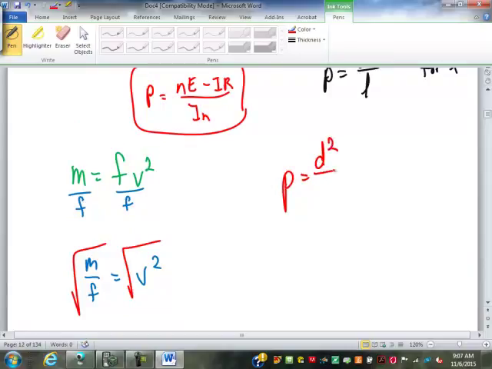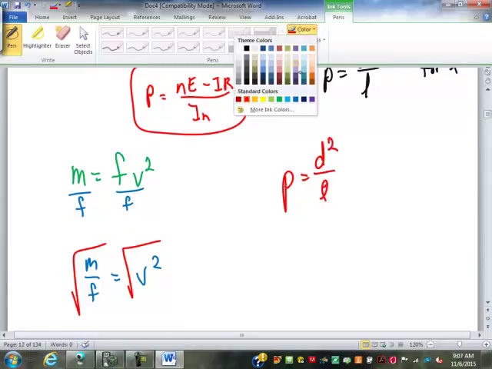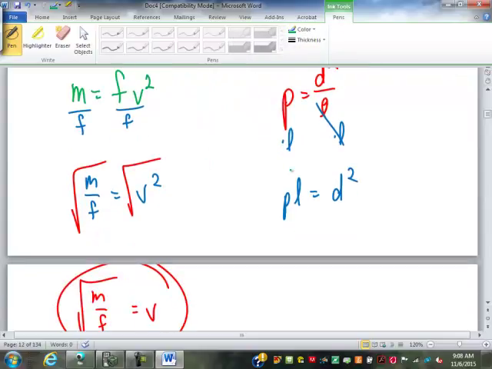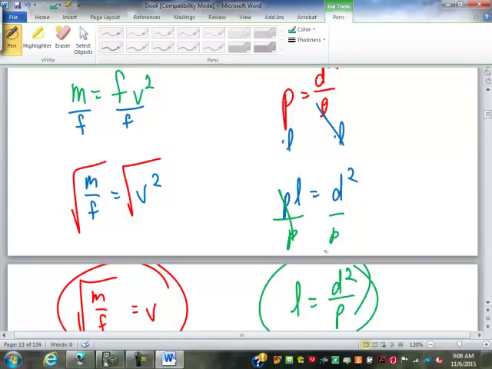The other one, P equals D squared over L, solving for L. First step is going to have to be, since L is on the bottom, to multiply by L. So this is now PL equals D squared, or LP equals D squared. The only reason I wasn't so worried about the order there is I know I'm going to do this next. I'm going to divide by P to get rid of the P. So L equals D squared over P. How many of you had that one? Cool.